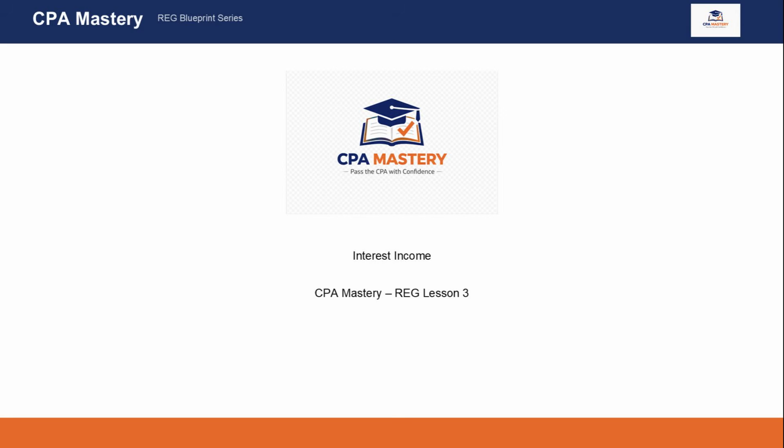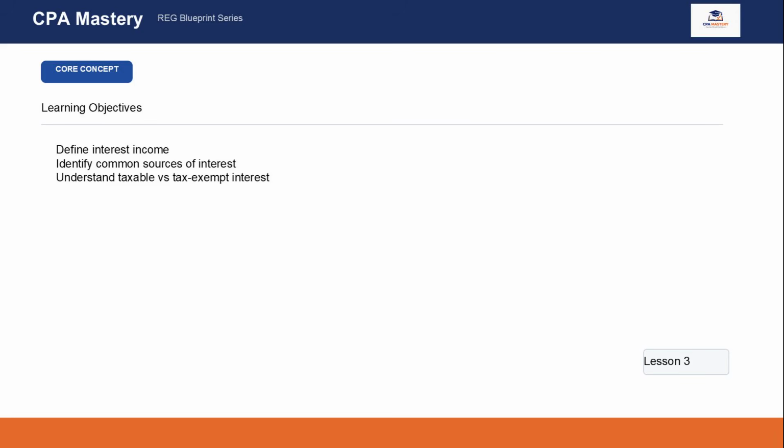We'll walk through how interest income works, identify common sources such as bank accounts and bonds, and explain the important exception involving municipal bond interest, which is often excluded from federal income tax. Let's get started. In this lesson we will focus on interest income, which is one of the most common forms of investment income tested on the reg section of the CPA exam.